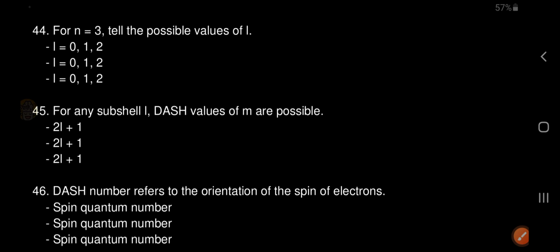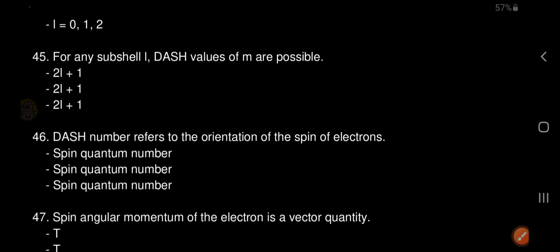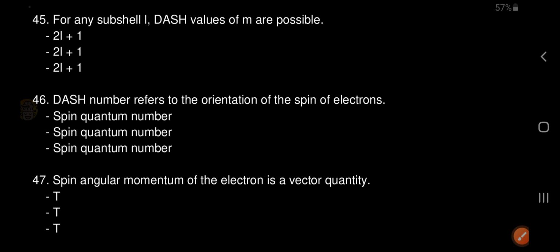For any subshell l, 2l plus 1 values of m are possible. The spin quantum number refers to the orientation of the spin of electrons.